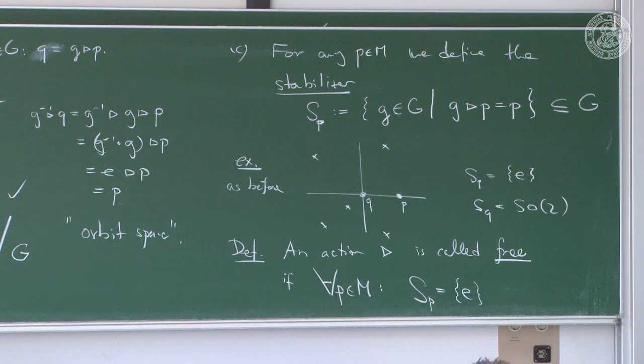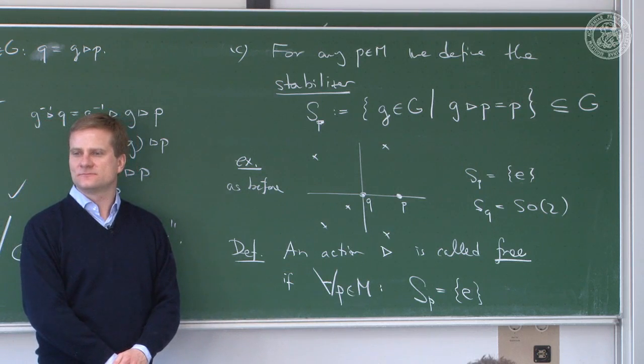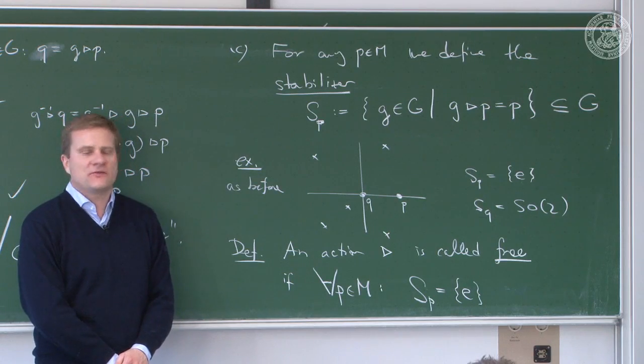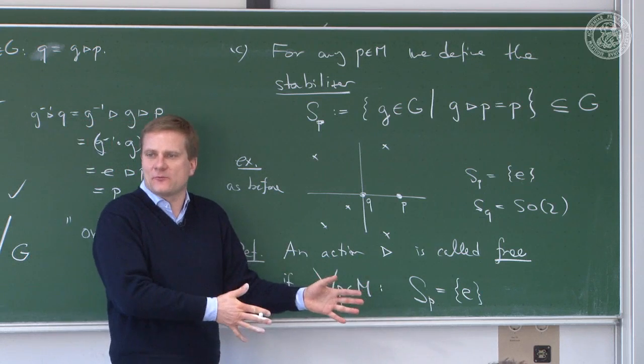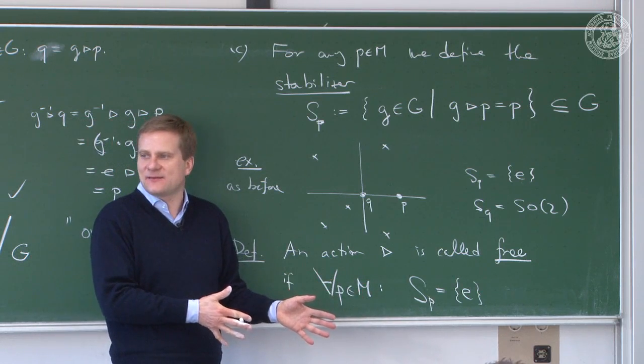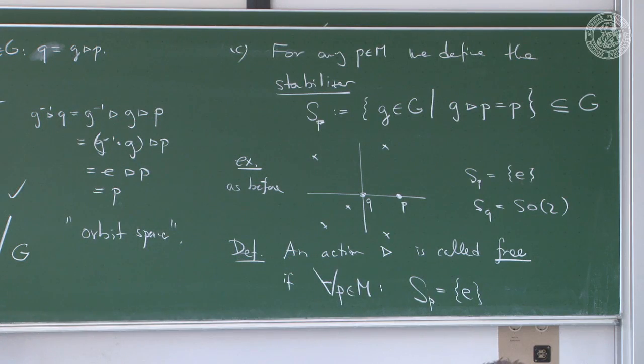What about the translations of the plane? I can translate in this direction, that direction, or any linear combination of that. Is that free? Should be, no? Because you always find a transformation, I mean, any transformation moves a point away from where it is, apart from the one that doesn't do anything. So translations would be free. Okay, that's the free translations.